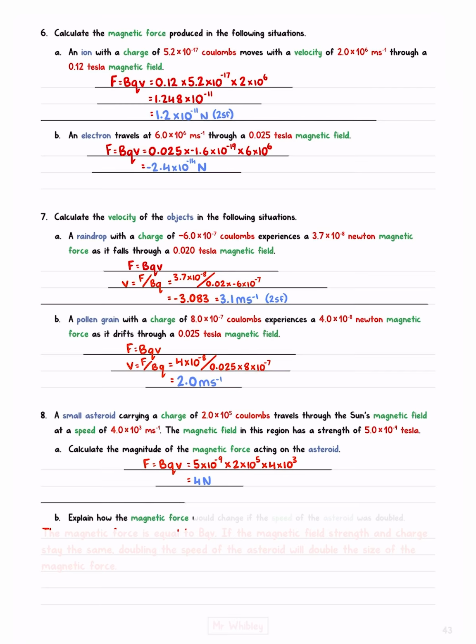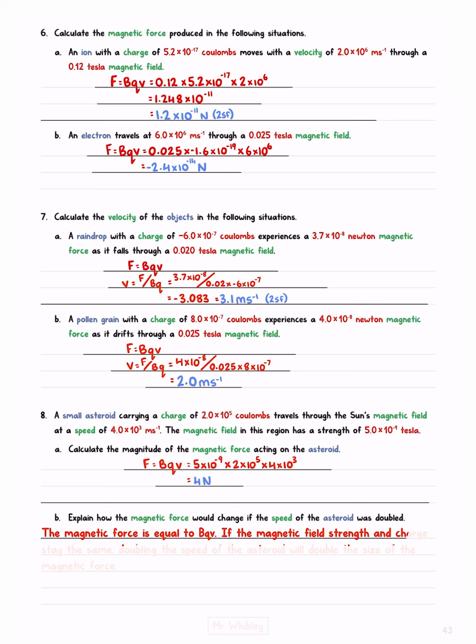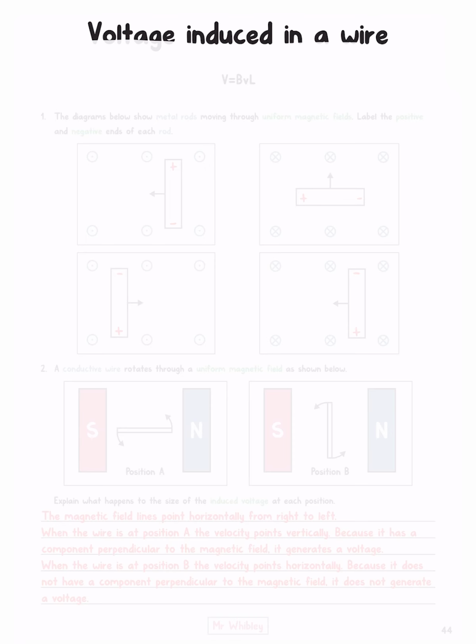Explain how the magnetic force would change if the speed of the asteroid was doubled. The magnetic force is equal to BQV. If the magnetic field strength and charge stay the same, doubling the speed of the asteroid will double the size of the magnetic force.